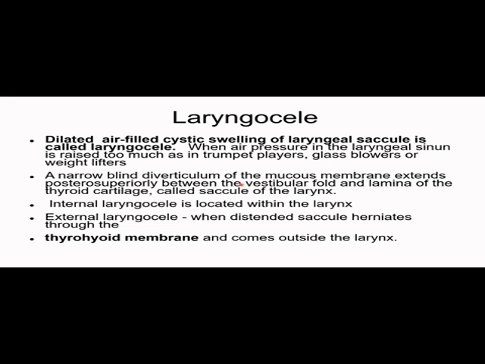And if it is inside the larynx, inside the cavity, still lying inside the extrinsic structure, inside the skeleton, then it is called internal laryngocele. But if it distends so much that it herniates through the thyroid membrane and goes outside the larynx, then it is called the external laryngocele.